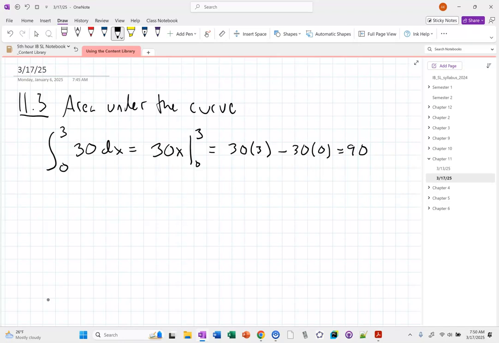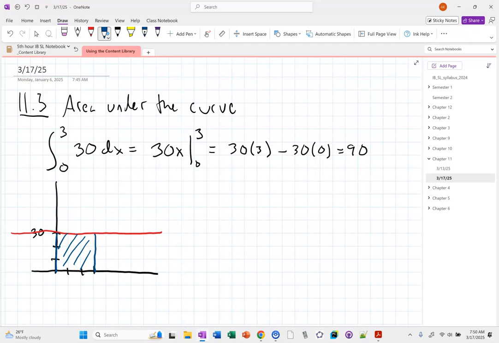Now, if we think about this graphically, like we have an xy axis here. Say we go by tens. So this is the line y equals 30. And if we're looking between 0 and 3, we've made basically a 3 by 30 rectangle, right?